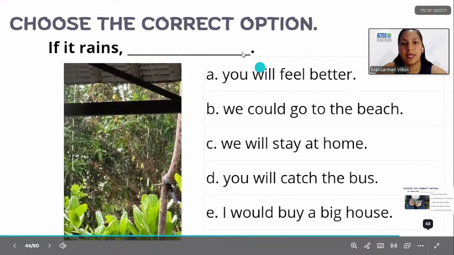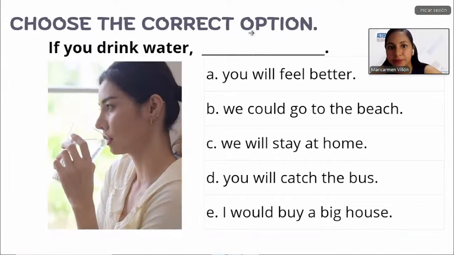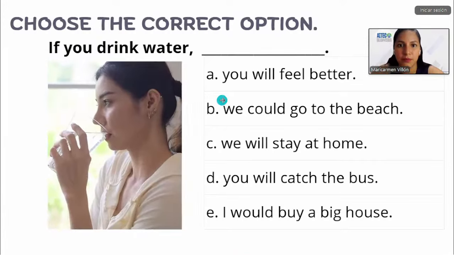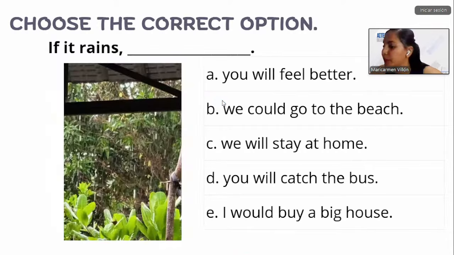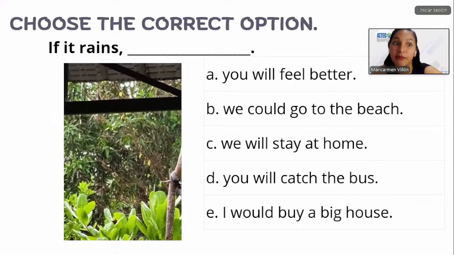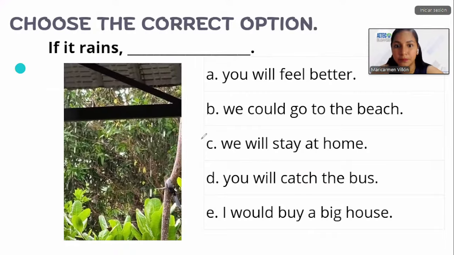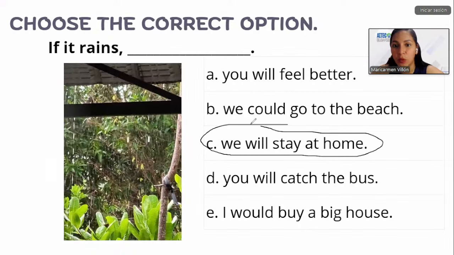What about here? Let's take a look here. Look at that one. If it rains. What about here? What do you think, my friends? Let me check. Letter, sorry, not this one. There. Letter, if it rains, letter C. Very good. If it rains, we will stay at home. Very good. We will stay at home.